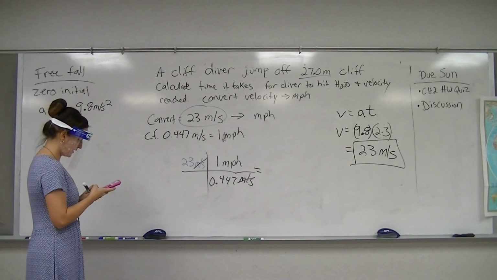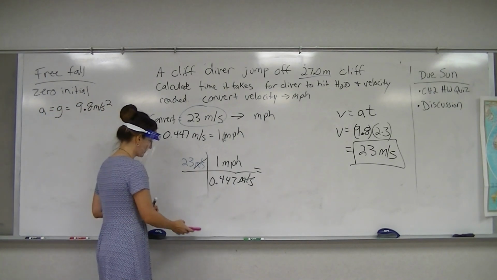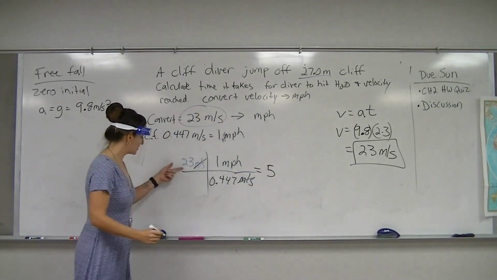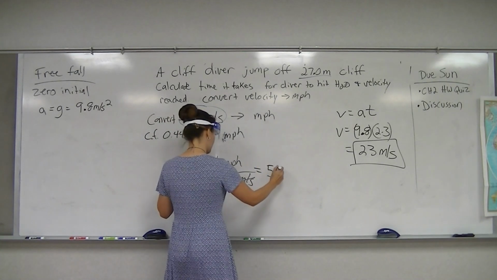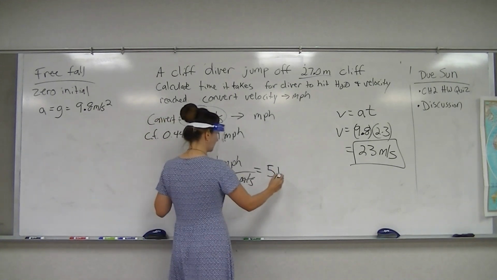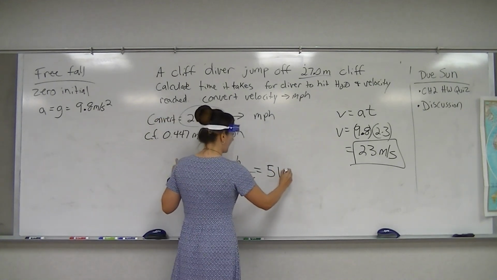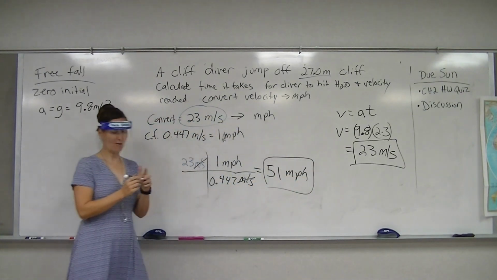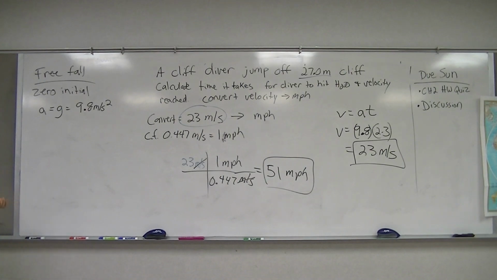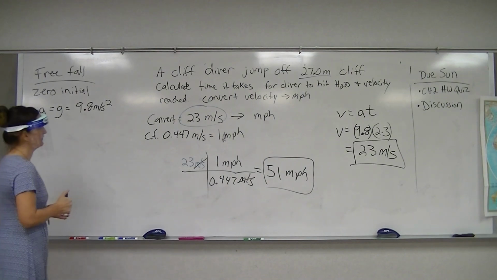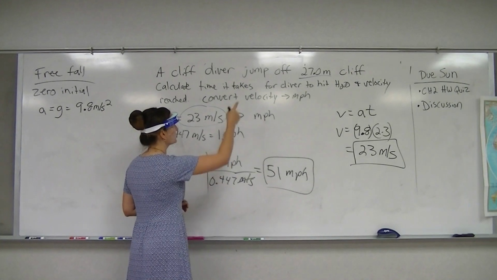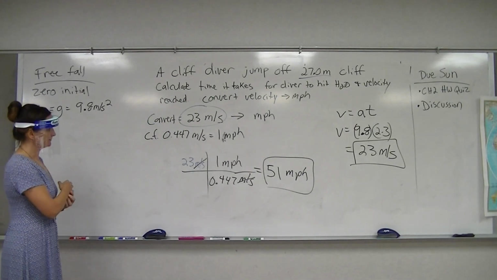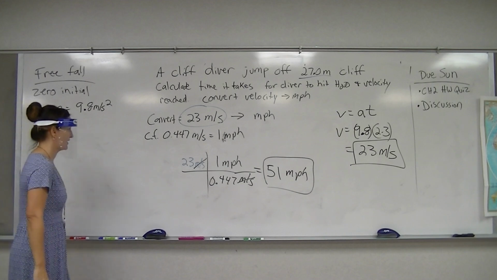So 23 divided by 0.447. Ooh, I would not want to be that diver. So I'm going to keep it at 2 sig figs. So I'm going to stop at 51. I don't need to round up. And this is miles per hour. So when that diver hit the water, he was going 51 miles per hour. That does not sound safe to me. Pretty fast. So think twice if you're going to jump off a 27-meter cliff. Well, hopefully think more than twice.